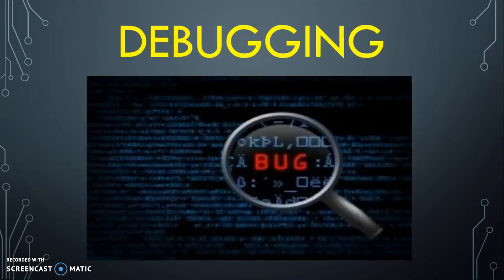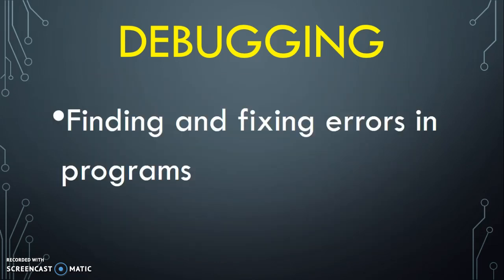All right, so if you have a bug, if you have something wrong in your program or your computer code, you need to remove it. And that process is called debugging. So debugging is finding and fixing errors in programs.